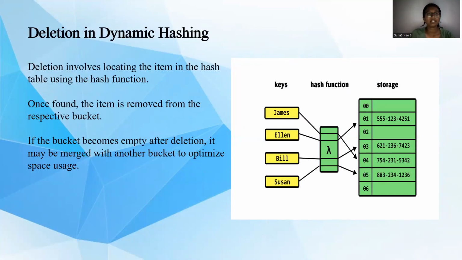The second operation is deletion in dynamic hashing. It involves locating the item in the hash table using the hash function.